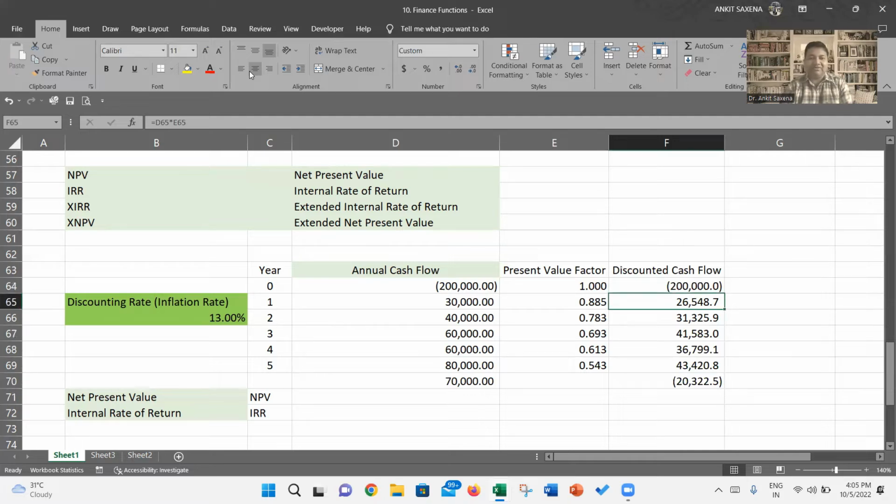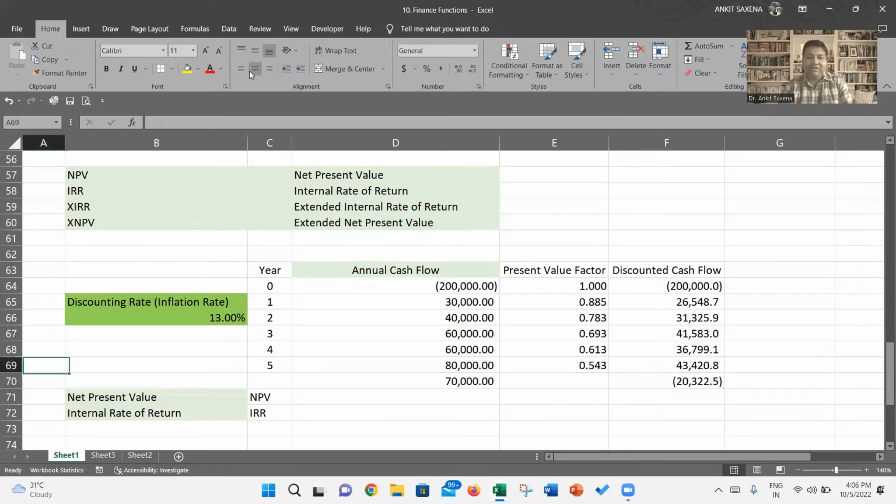30,000 that you'll receive after 1 year is equivalent to today's 26,000 rupees. 40,000 rupees to be received after the second year is equivalent to 31,000 something of today. So every amount that you're going to receive in future has a discounted value in terms of today's value. So this is how you are actually going to lose money.